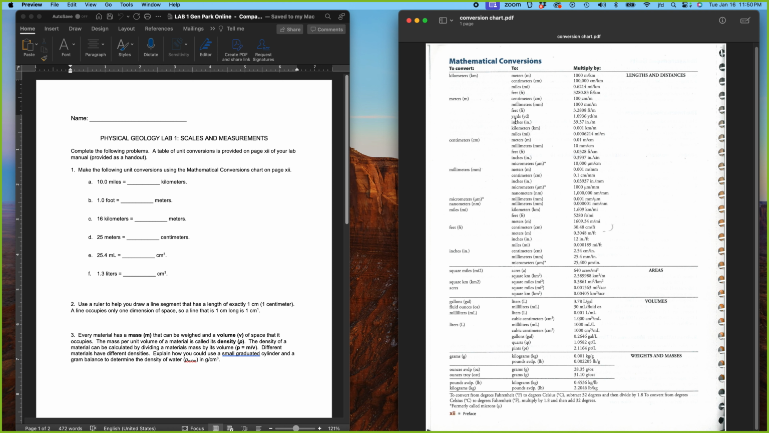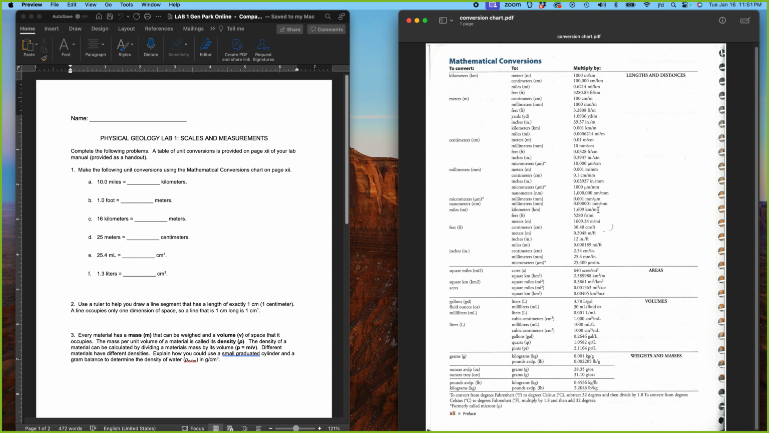So grab your calculator, grab your phone, or grab whatever, all right? And let's do the first one together. So 10 miles equals how many kilometers? We're going to look at our conversion chart. Down here it says miles, all right? And we want to go from miles across to kilometers here. And so we're going to multiply by 1.609, okay?